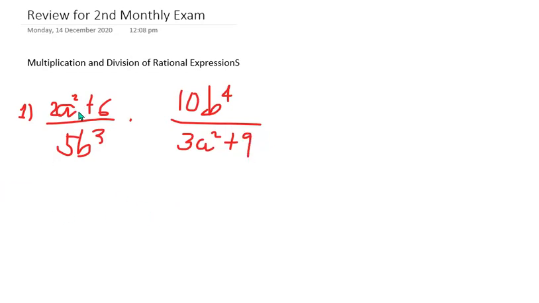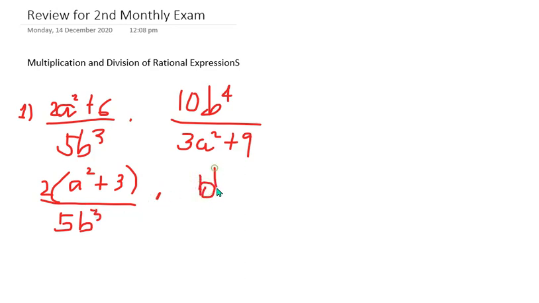So first, you're going to factor the numerator, 2a squared plus 6, and the common factor is 2. Then 2a squared divided by 2 is a squared, plus 6 divided by 2 is equal to 3, over 5b cubed, times 10b to the fourth over, then this is 10.